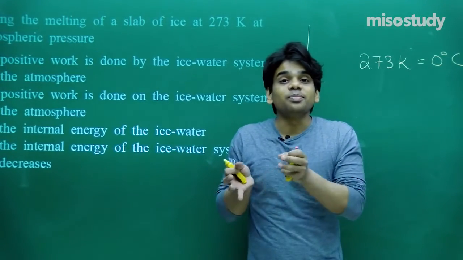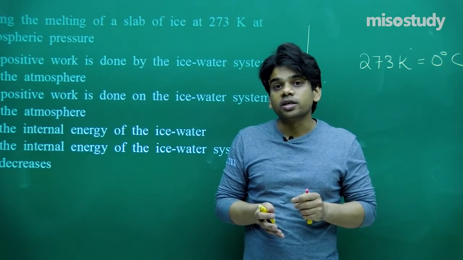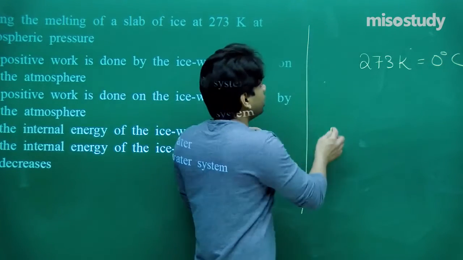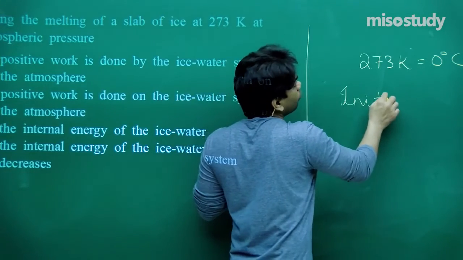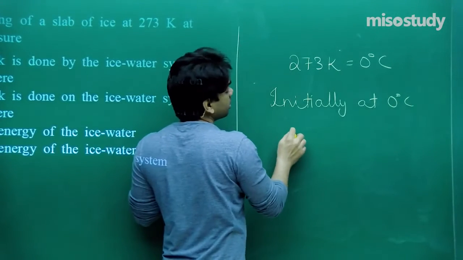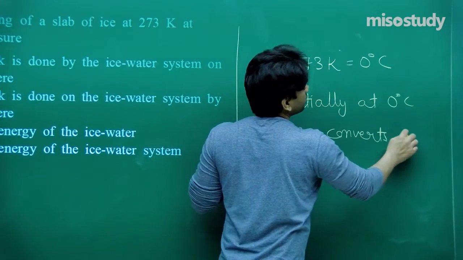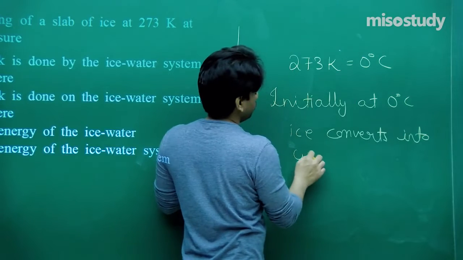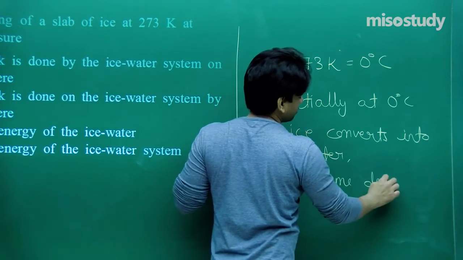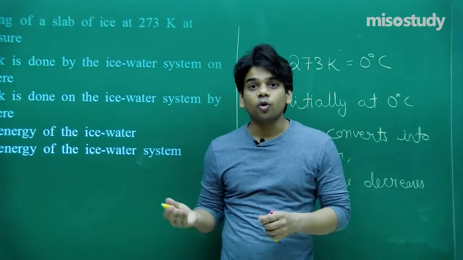But as it melts, you must be thinking that volume expands. But because of the anomalous expansion of water, just the opposite happens. Contrary to this, we find that volume decreases. So initially at 0 degrees Celsius, volume will decrease. That is what happens in the case of the ice water system. When ice converts into water, the volume decreases. This is what we know about the ice water system. The volume is going to decrease.